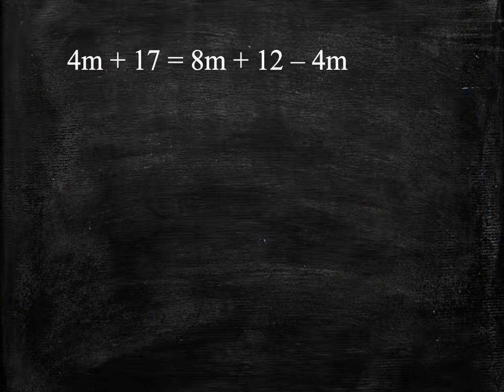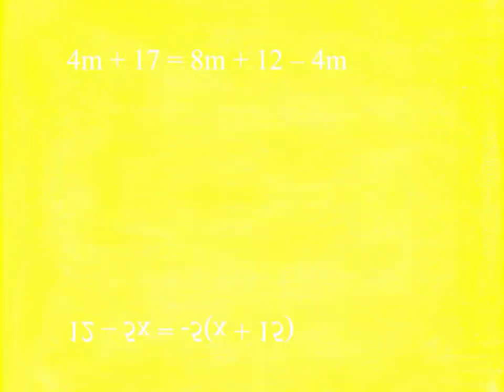Alright, last one here. We got this. So first off, we need to combine like terms. Plus 17 equals, and here's our like terms right here. So we'll go 8m minus 4m. That's 4m plus 12. We are going to subtract 4m. Subtract 4m. These cancel. 17 equals 12. Again, this would be a no solution.